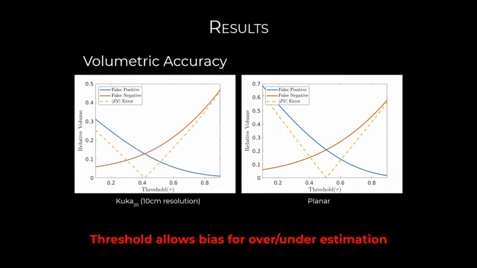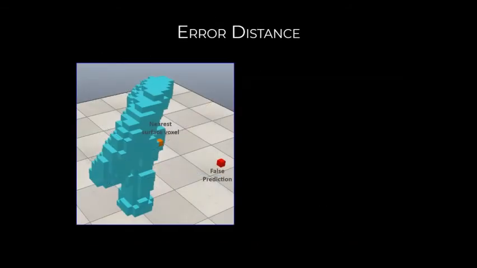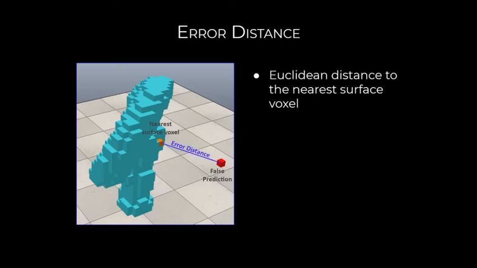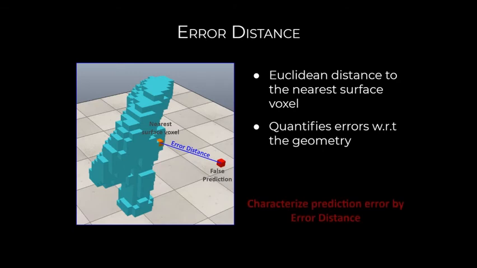Next, we wanted to analyze the nature of the errors within the network prediction. To do this, we compute the error distance of the falsely predicted voxels. This error distance is simply the Euclidean distance from the false prediction to the nearest voxel in the ground truth with the same label. This allows us to compare the distances to the surface of the swept volume. We use this error distance to characterize the error in the predictions.